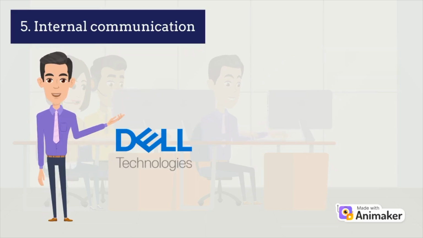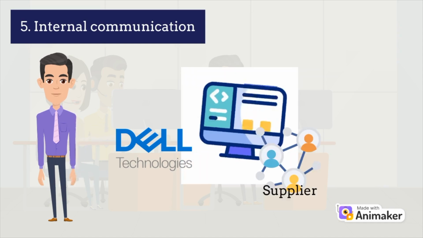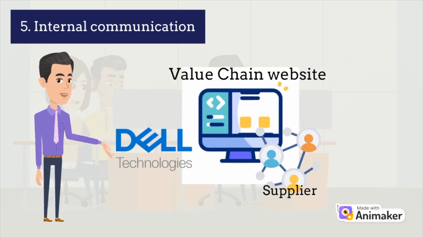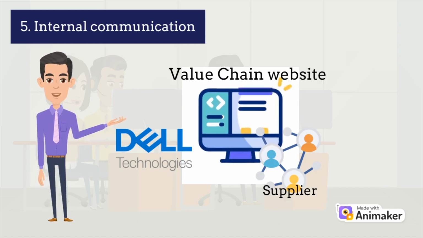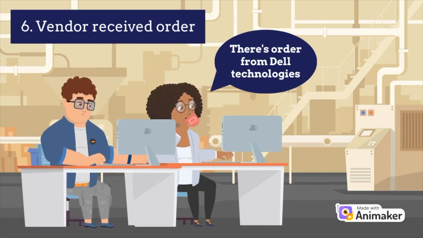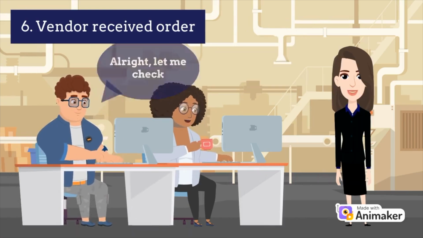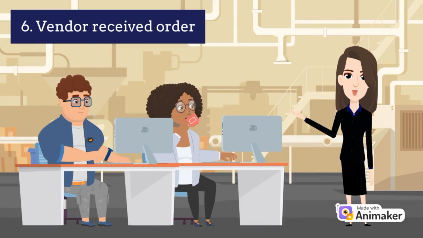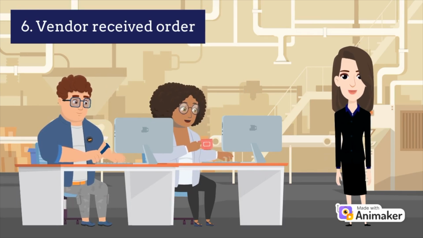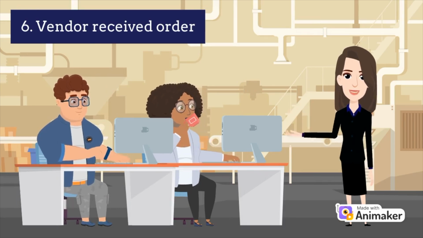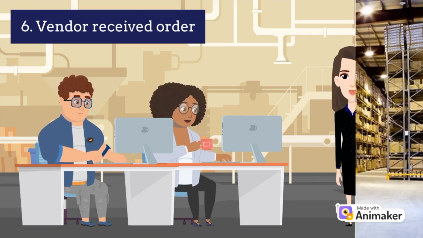At Dell, we communicate purchase orders with the supplier through an internal website, which is Value Chain. This system enables us to access information about the inventory status of the component materials and the data within the supply chain, which is very convenient. John, there's an order from Dell Technologies. All right, let me check from the system. John from the supplier site reviewed and confirmed the purchase orders using the system. Now he's going to arrange the delivery of the required components to the inventory hub of Dell Technologies.